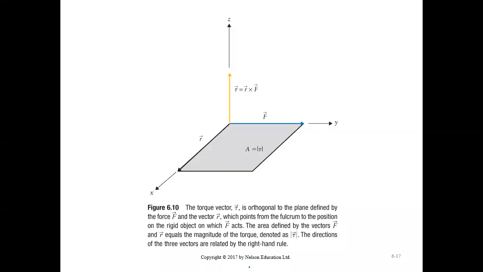So that is how you get the direction using the right hand rule. And you also see the magnitude of the torque, which we said is RF sin theta. It is also equal to the area of the parallelogram formed by these two vectors R and F.